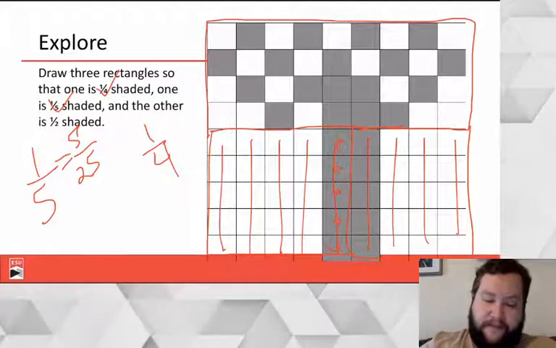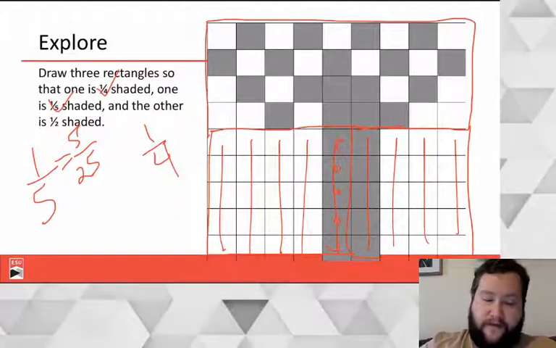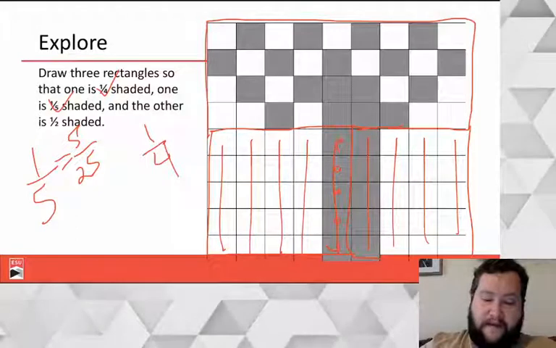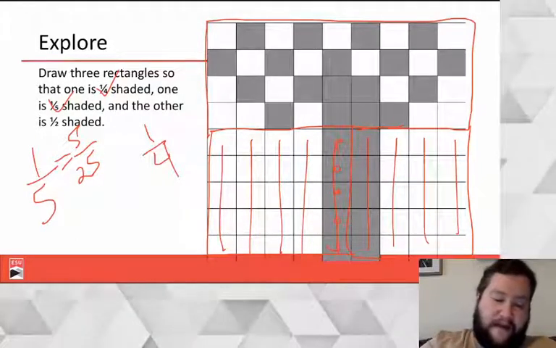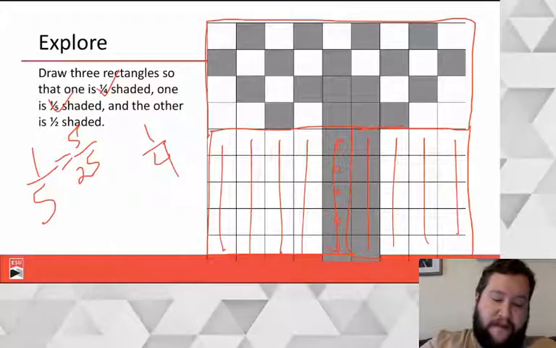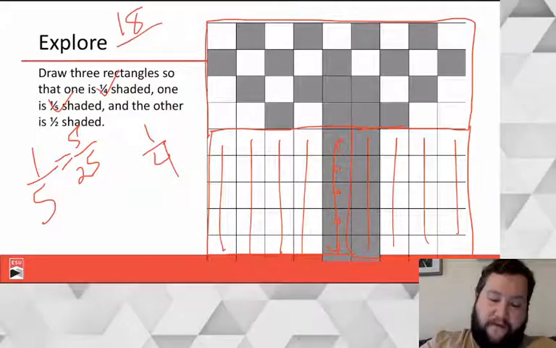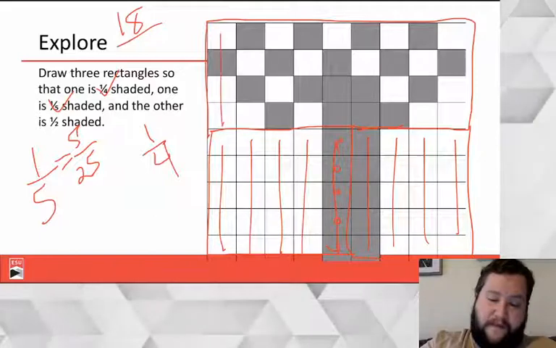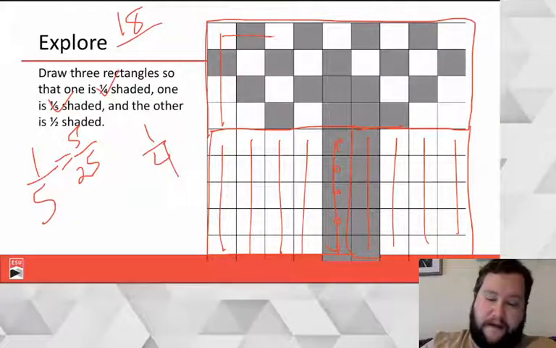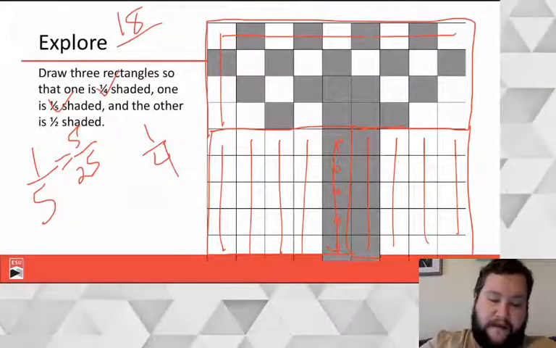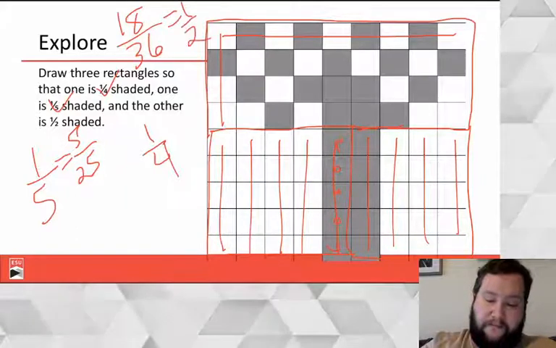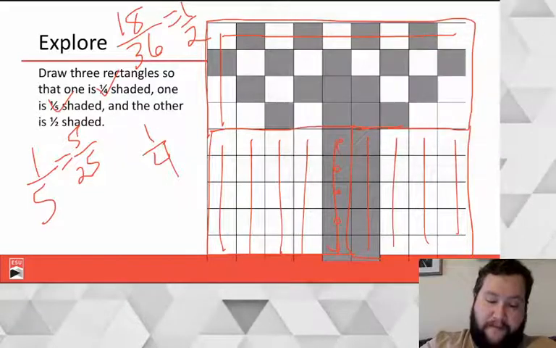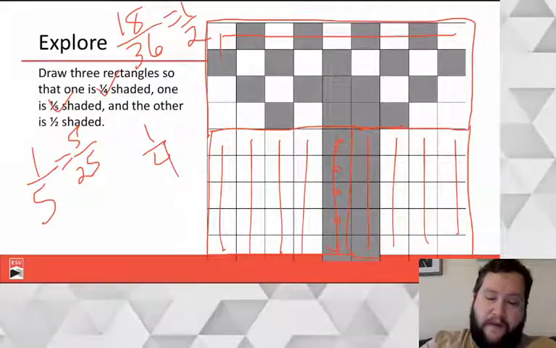And you could count them. 1, 2, 3, 4, 5, 6, 7, 8, 9, 10, 11, 12, 13, 14, 15, 16, 17, 18. There are 18 of them shaded. And there are 4 times 9, which is 36, so that's 1/2. Right? Not too bad. But is there another way that we could see this half?